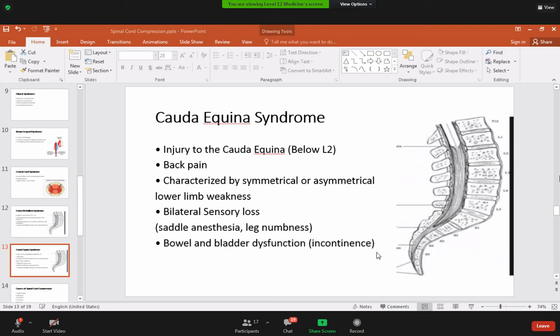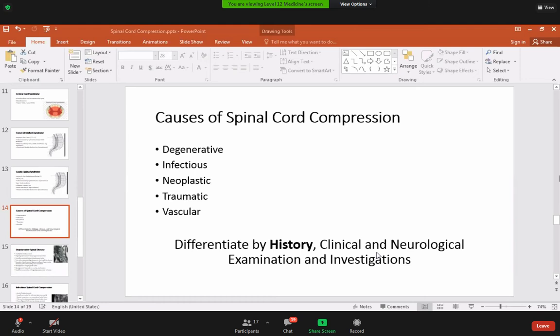And usually, the patient presents with back pain. There may be symmetrical or asymmetrical lower limb weakness, and the patient may have the same bilateral sensory loss or leg numbness, and there is incontinence also, both bowel and bladder incontinence.